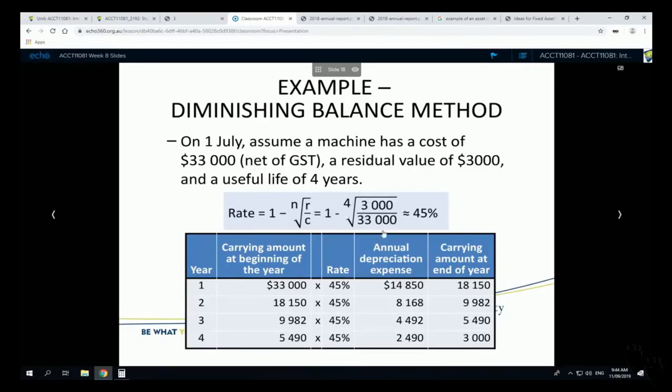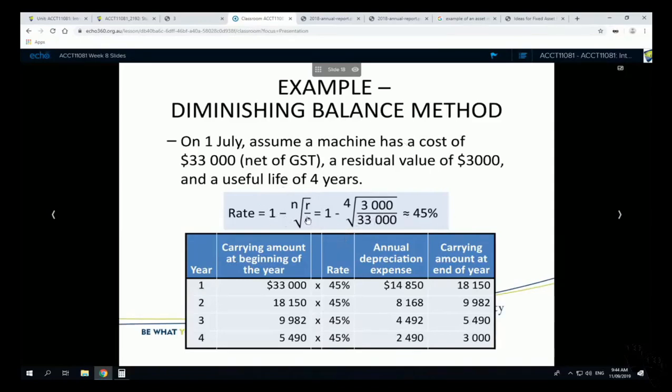Now, there is a scary looking formula here. The good news is you don't need to know how to use the formula in the exam, okay? In fact, I'm pretty sure you'll never ever have to remember this formula again in your working lives, but just know that it is there, and this is how they derive the percentages. But in reality, you are given this percentage, okay? So the formula includes all of these aspects.